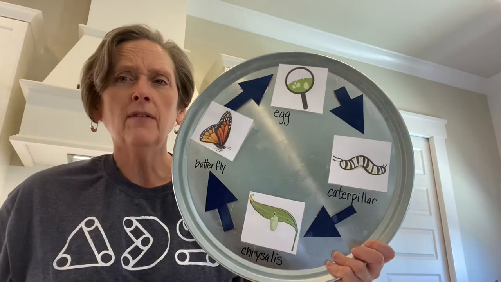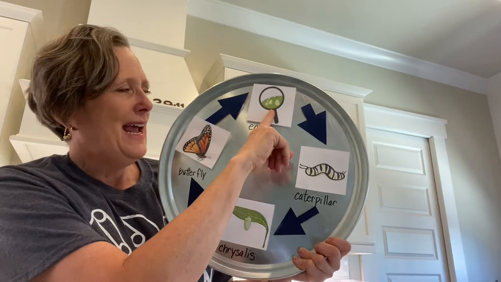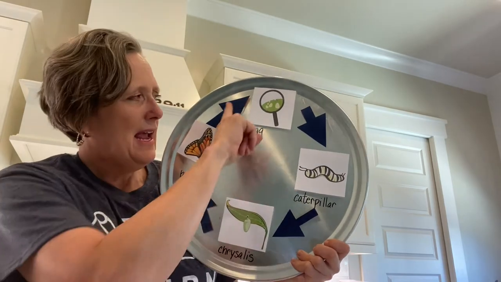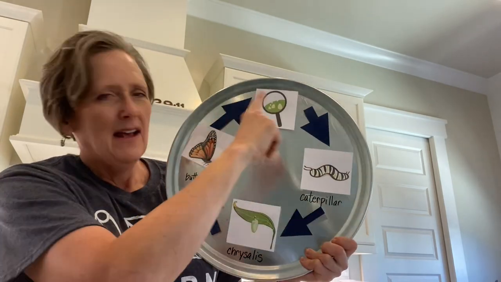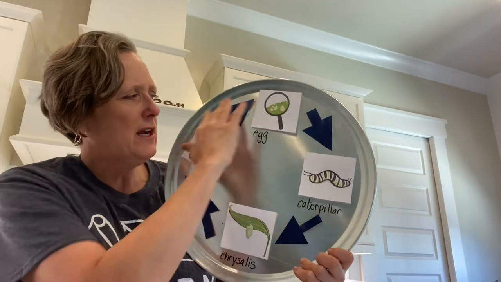And then guess what that butterfly is going to do? That's right. That butterfly is going to lay an egg on a leaf. And guess what starts again? The life cycle of a butterfly. I love this because it just keeps going on and on.